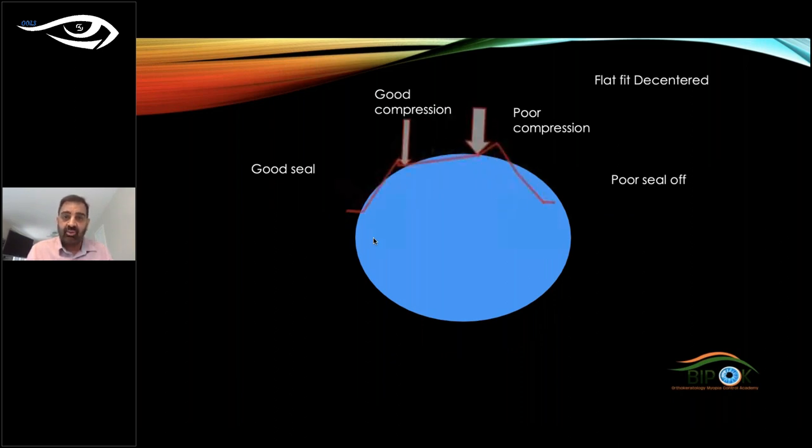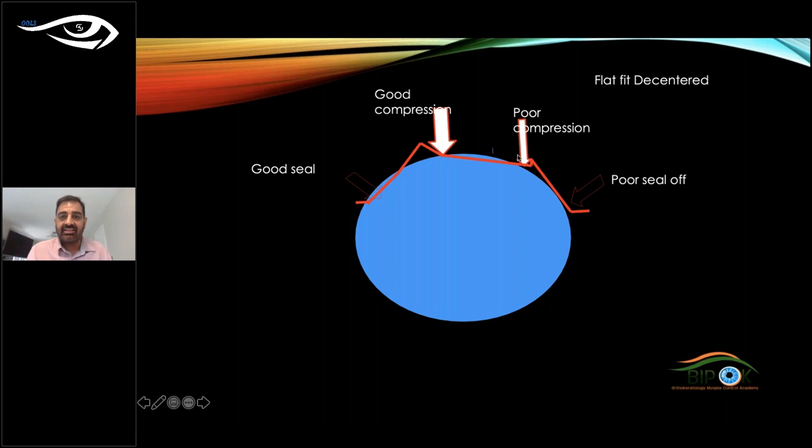So if you look at that now, what happens here? So good compression here, but poor compression because now the lens has actually tilted a bit. And there's a poor seal valve and there's a good seal. Now here, there's two reasons for it. One is the alignment curve, but the alignment curve may be wrong because the cornea itself was slightly tilted, or it was toric. So therefore, this is where the lens didn't correct because the lens wasn't fitted properly.